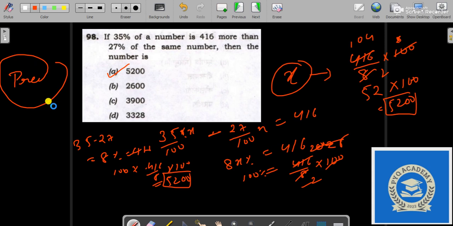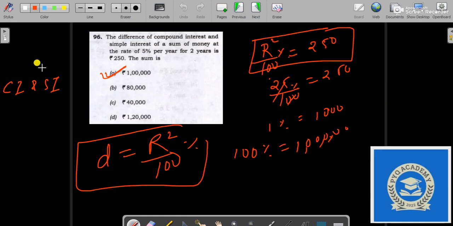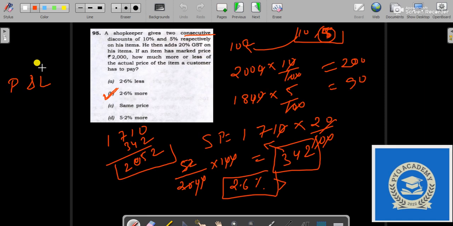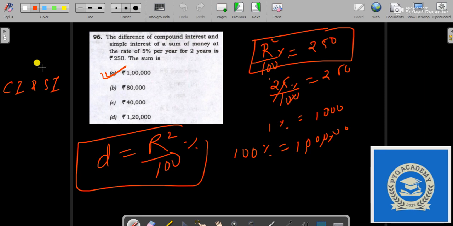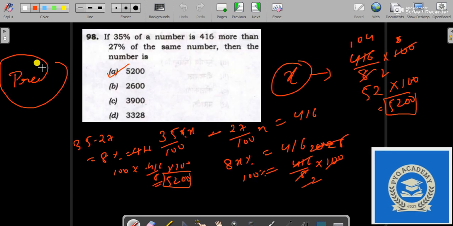So you can see that the topics sum up: there are two questions of percentage, profit and loss, and CI SI, and permutation and combination. So this is our first video. In the coming videos, after attempting four to five previous year papers, you will get to know in how many topics the CAPF is asking questions.